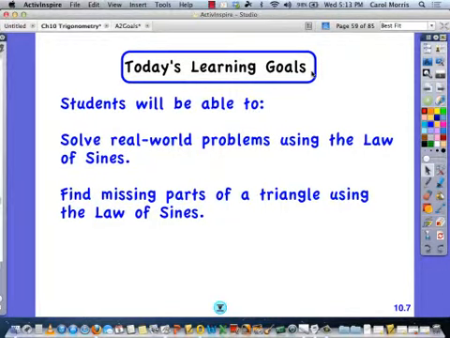Okay, our next lesson will be about the law of sines. Notice we're going to solve real-world problems again, and since we already have some valuable information about the law of cosines, we now want to introduce you to the law of sines, which I think some of you will even like better, but it's not like you get to choose which one you get to use. It is going to matter what pieces of the triangles are given versus what pieces are missing. So you can see we're going to find missing parts of triangles using the law of sines.